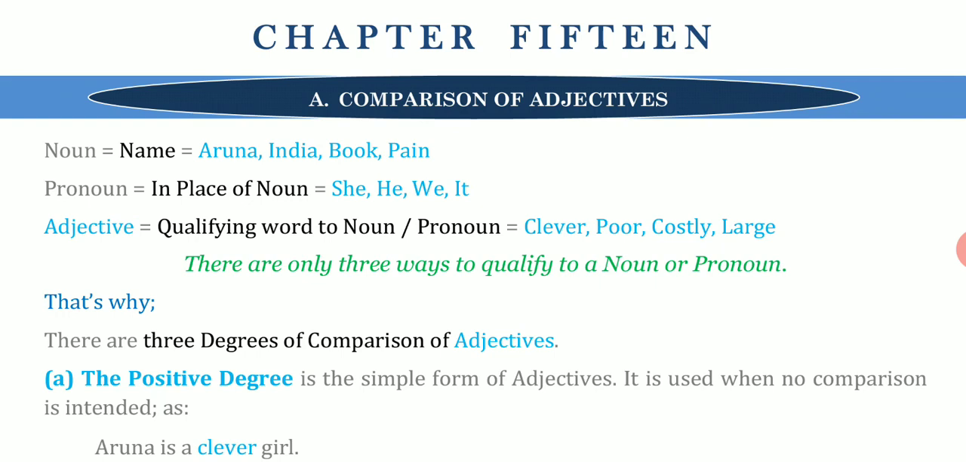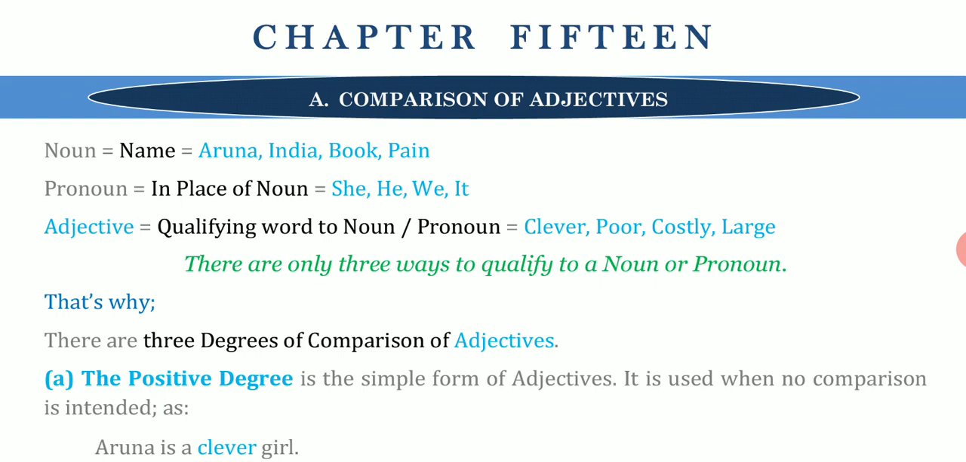So here we have to study comparison of adjectives, but we must know what an adjective is. An adjective is a word which qualifies a noun or a pronoun. But if any adjective qualifies a noun or pronoun, then it can qualify in three ways. So there are only three ways to qualify a noun or a pronoun. That's why there are 3 degrees of comparison of adjectives which we are to study today. First is the positive degree.